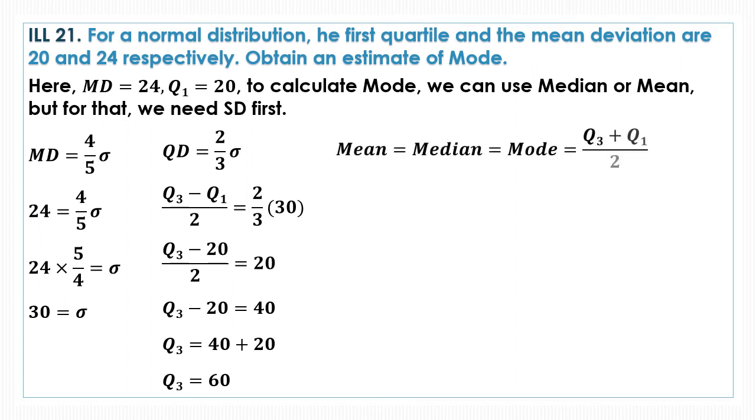You can just calculate using the median method, and that would be equal to mode. So Q3 plus Q1 upon 2, that is 60 plus 20 upon 2, which is 80 upon 2, which is 40. So the value of your mode here is 40.